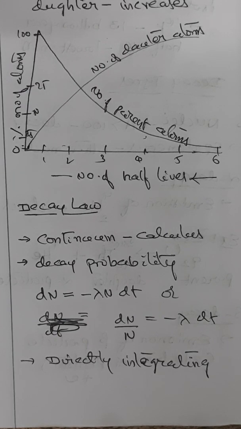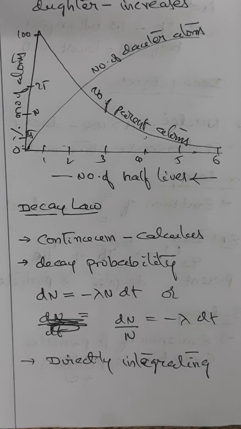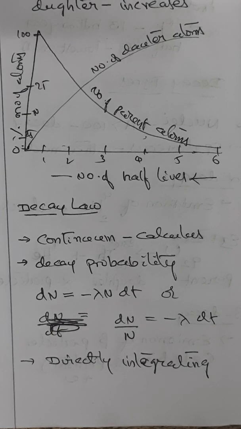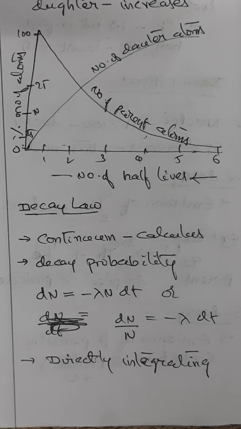When you look at the decay law, even though radioactive decay involves discrete reactions of nuclear disintegration, the number of these reactions is so large that it can be treated like a continuum, and the methods of calculus can be employed to predict the behavior. Methods of calculus means differentiation and integration. Through these methods of calculus, we can predict the behavior.